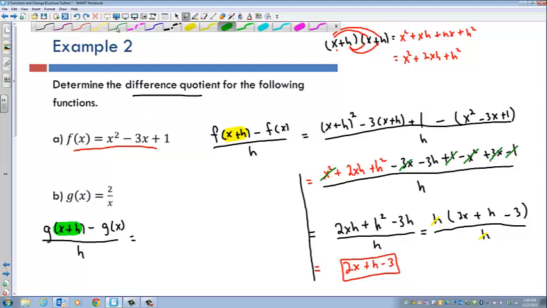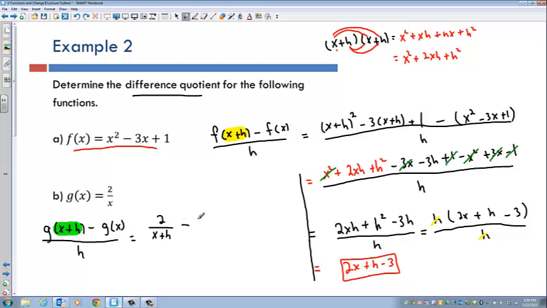So let's write that down. So g of x plus h, that's what's inside there, that's the it, so it's 2 divided by it. So 2 divided by, and it is the x plus h. Minus, g of x is just 2 over x. And then this is all divided by h.